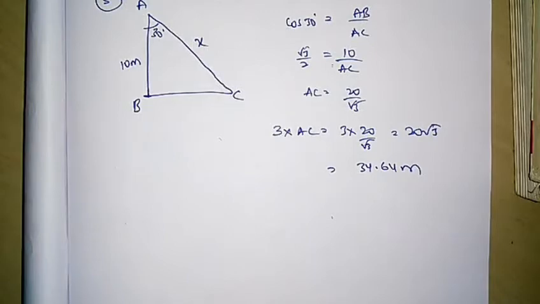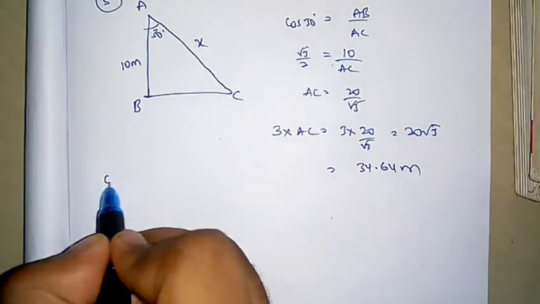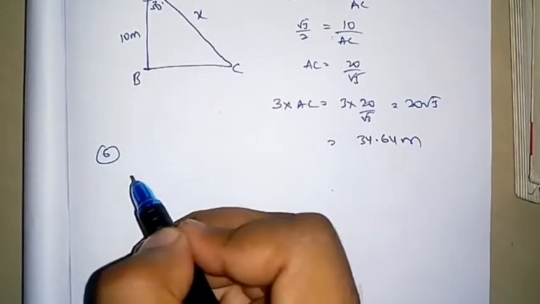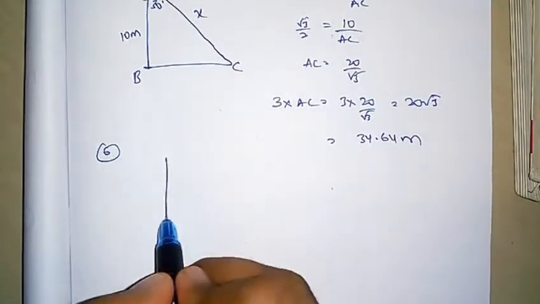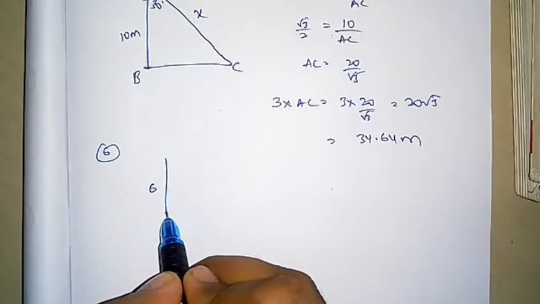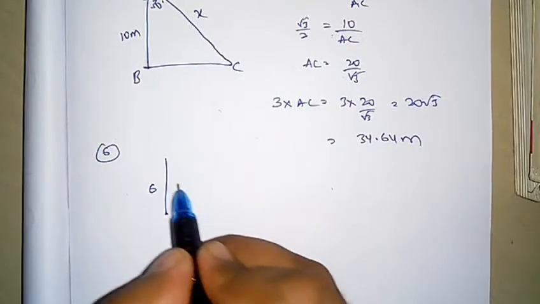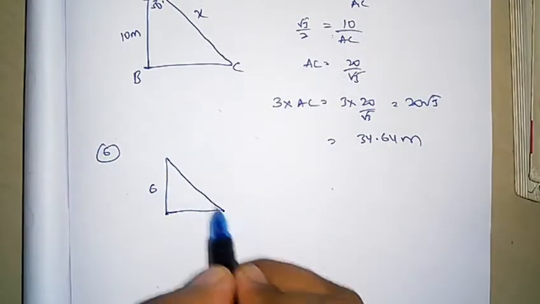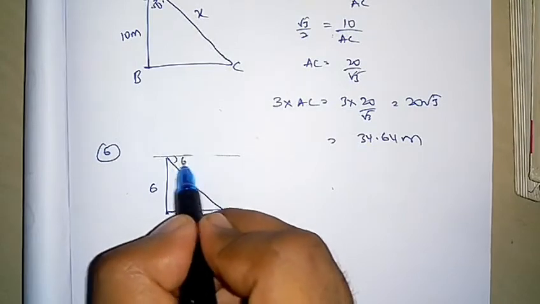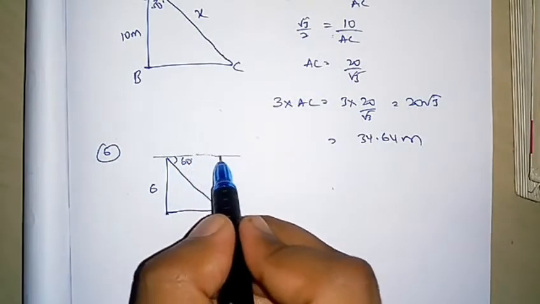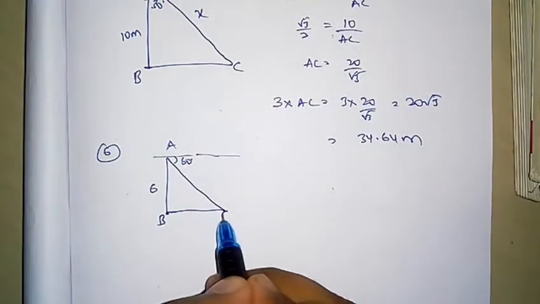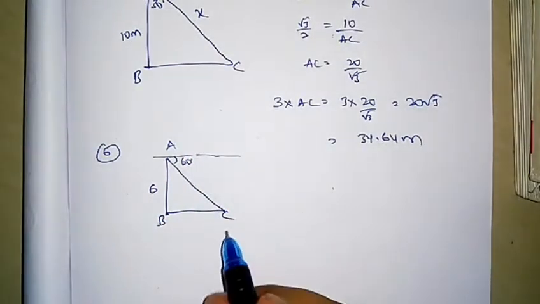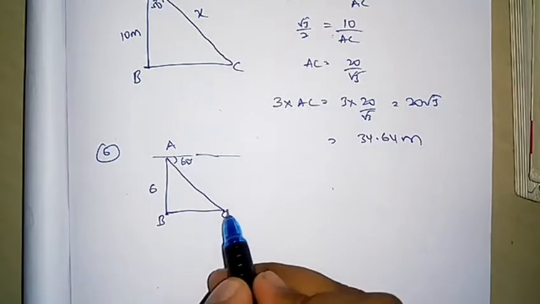Let's solve the sixth question. Suppose you are shooting an arrow from the top of a building at a height of 6 meters. So the height of the building is 6, to a target on the ground at an angle of depression of 60 degrees. So this is making 60 degrees with the top horizontal. Let this be A, B, C. What is the distance between you and the object?